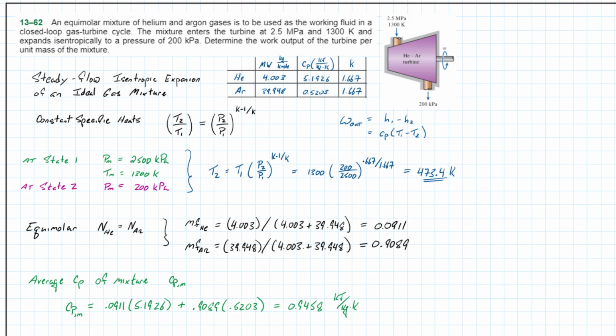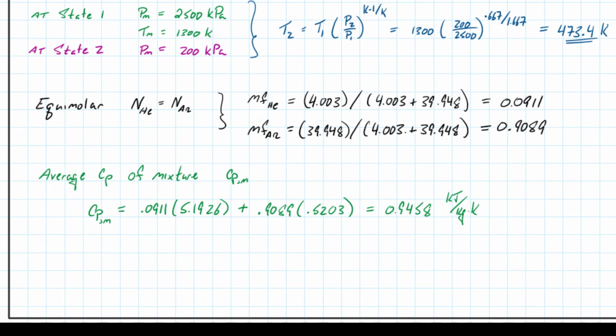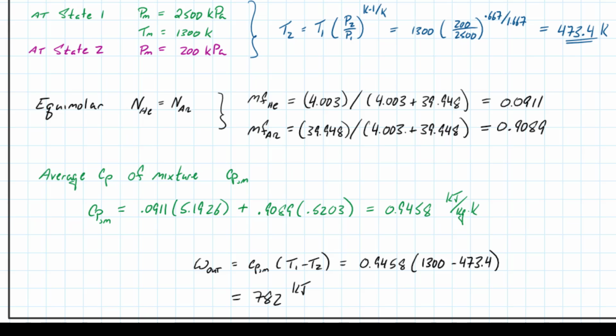So I have the temperature at state 1, the temperature at state 2. I now know the specific heat, so I can calculate the work out per kilogram of mixture passing through, which will be equal to Cp of the mixture times T1 minus T2. So this is equal to 0.9458 times the difference in temperature of 1300 minus 473.4, and this gives me a value of 782 kilojoules per kilogram of mass passing through the turbine.